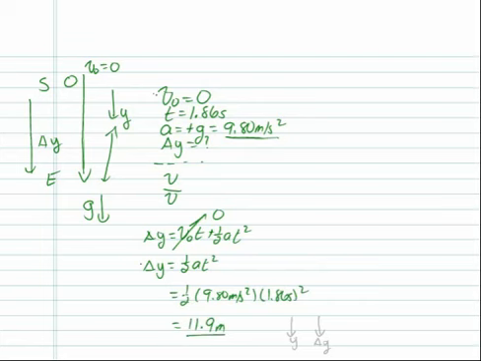Let's do a quick check. Positive 11.9 makes sense, since we called y down, and delta y is also down. They should be the same sign. The number also seems very reasonable for the height of a bridge.